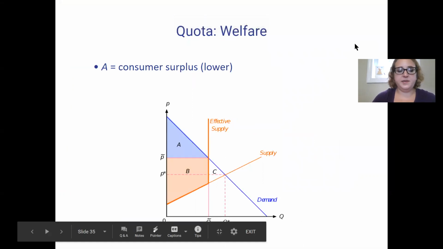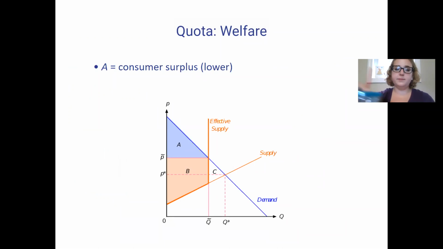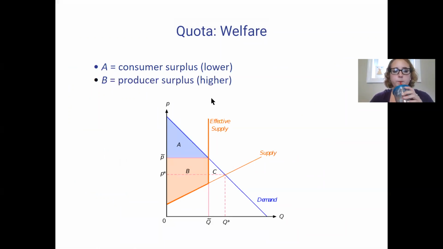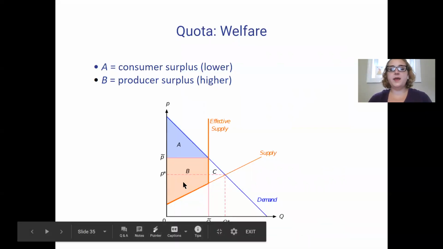So just like we just talked about with a floor, our surplus is lower and it looks similar to what we had before. Producers, though, benefit. They are getting a higher price, so their surplus is going to go up. But we still have the deadweight loss, and that's the difference here between what we were buying and what we are, and then just a triangle here. This quota cuts it off from the original surpluses.